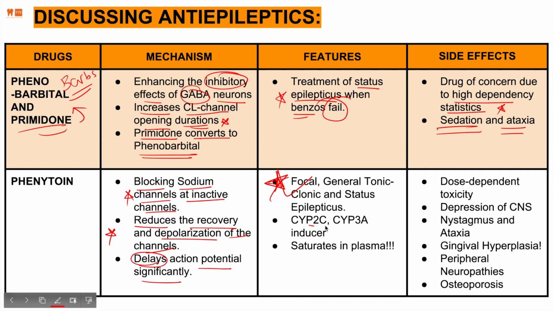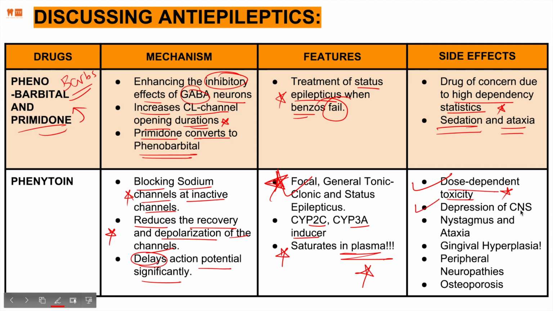It is also a CYP family inducer, especially 2C and 3A, and it saturates in plasma. So the drug that saturates in plasma from anti-epileptic medications is phenytoin sodium. Therefore, it becomes a dose-dependent toxicity. The higher the dose, the higher the chances of toxicity.